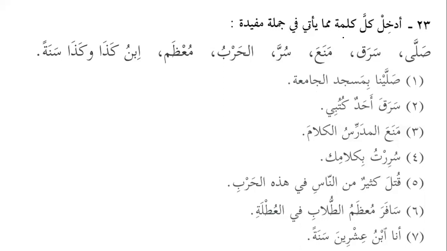أدخل كل كلمة مما يأتي في جملة مفيدة. Now we have to use these nouns or verbs into a suitable sentence. جملة مفيدة, suitable sentence. So we have here صلى يصلي تسلية. صلينا بمسجد الجامعة. We prayed in the Grand Mosque. The Jamiatun is basically used for the bigger mosque, the big mosque inside the city, where normally people go for Eid prayer or Jumu'ah prayer. So that is called Jamiatun.